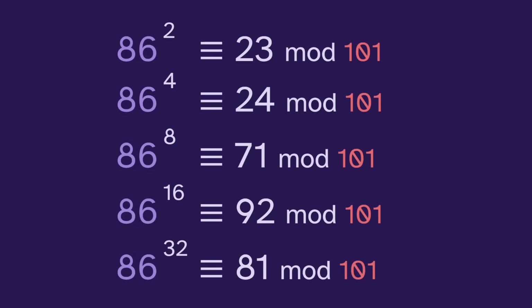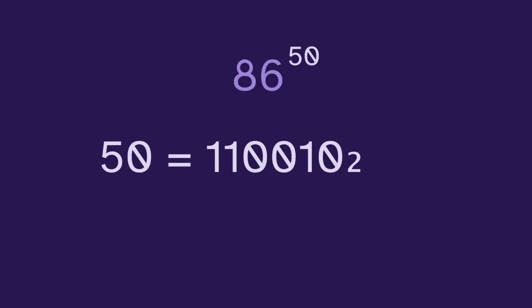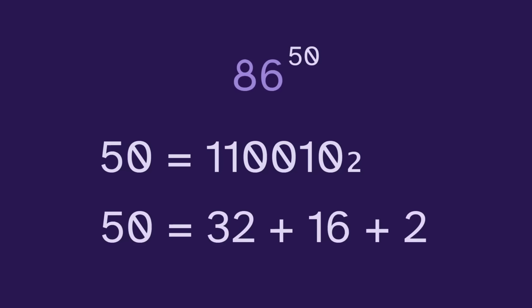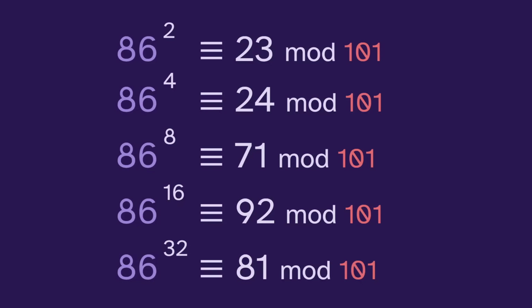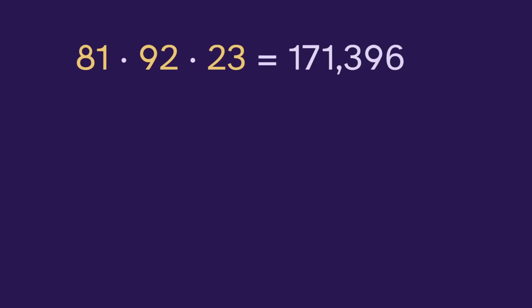And you may see where this is going. What we want is 86 to the 50, but we can convert 50 into base 2, which essentially tells us that 50 is 32 plus 16 plus 2. And this means we can take 86 to the 32, the 16, and 2, and multiply them. So we want 81 times 92 times 23. If we find that product, we get 171,396, which turns out to be negative 1 mod 101.